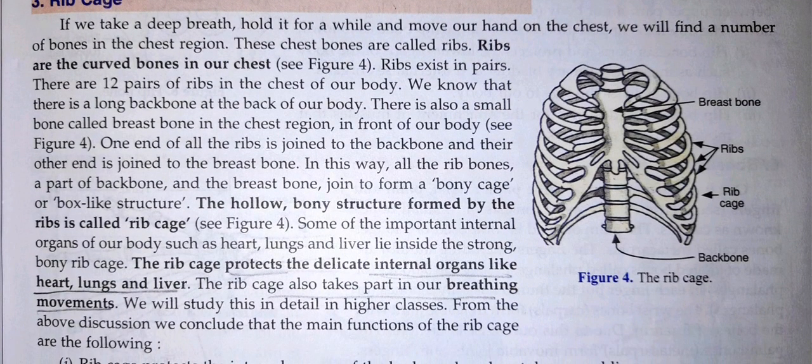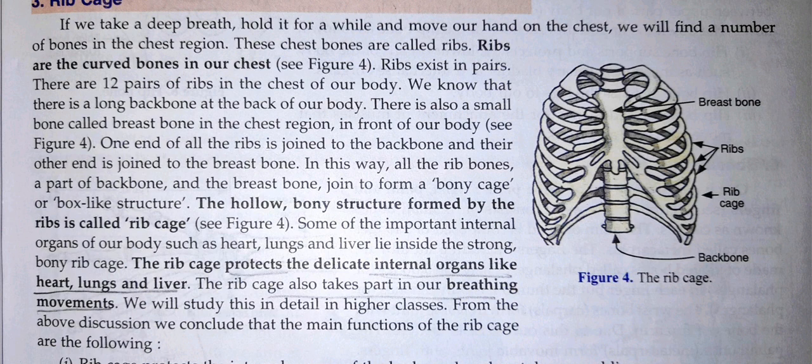Rib cage. If we take a deep breath, hold it for a while and move our hand on our chest, we will find a number of bones in the chest region. And those who are very thin and lean, in them you can literally count the ribs. The chest bones are called ribs. Ribs are covering bones in our chest. It is a cage type. Ribs always exist in pairs. There are 12 pairs of ribs in the chest of our body.